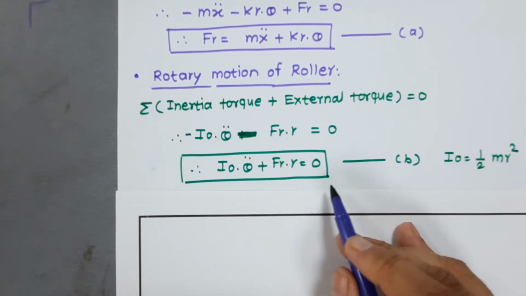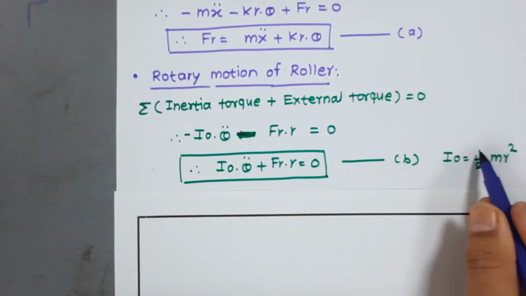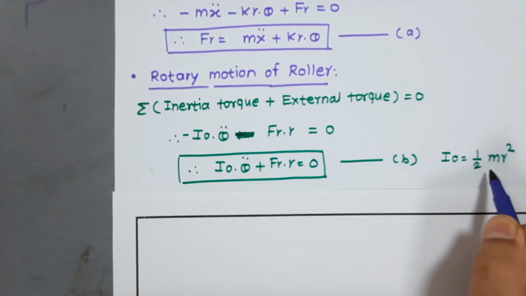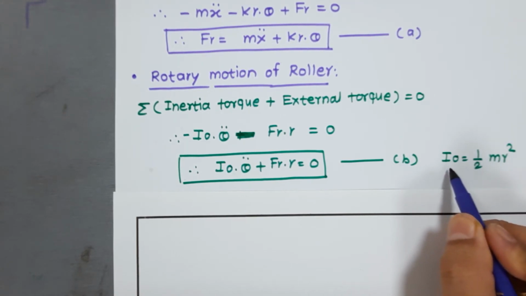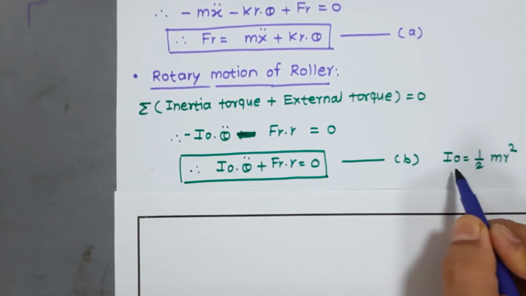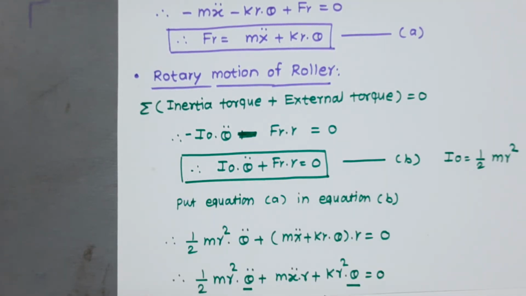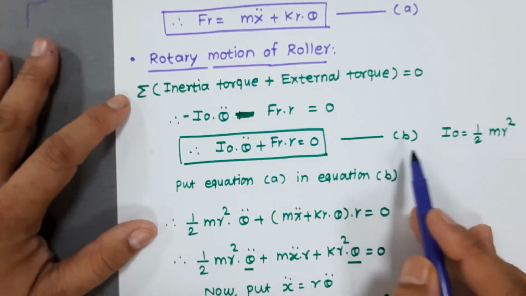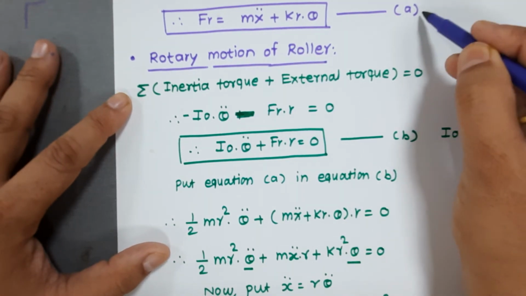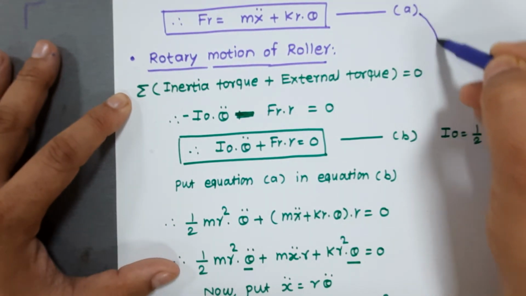Now in this equation we will take the value of I0 as 1/2 m r square. I0 is the moment of inertia of the roller. This is the formula given: 1/2 mass of the roller into square of the radius. So now we are going to put equation number A in equation number B.